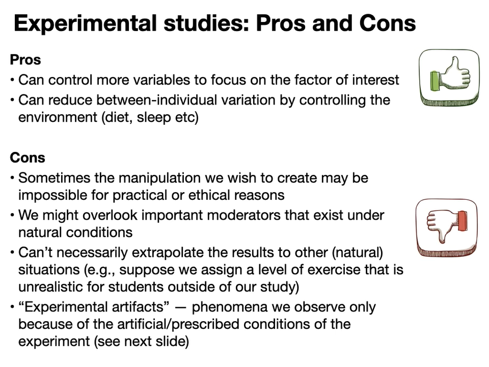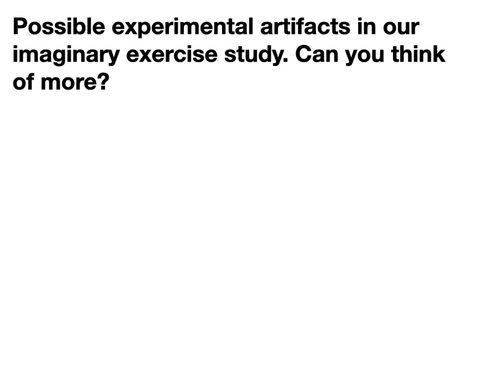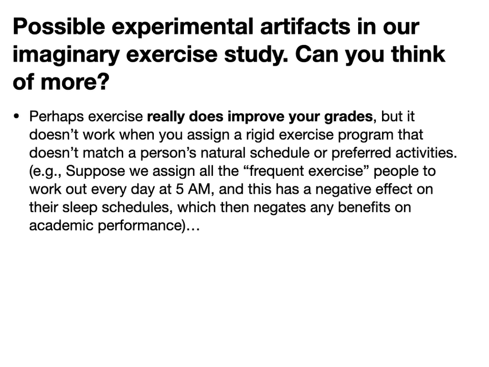We might also have something called experimental artifacts. These are phenomena that we observe only because of the artificial or prescribed conditions of our experiment. I'm going to suggest a couple of potential artifacts that could happen in our exercise study, but you could brainstorm some other ones. So here are some examples to help you understand what I mean by artifacts.